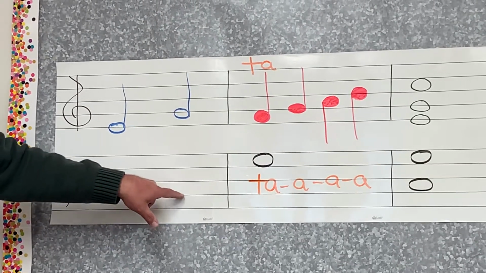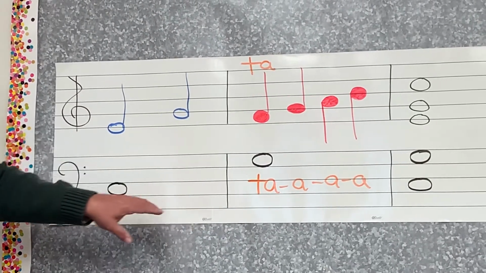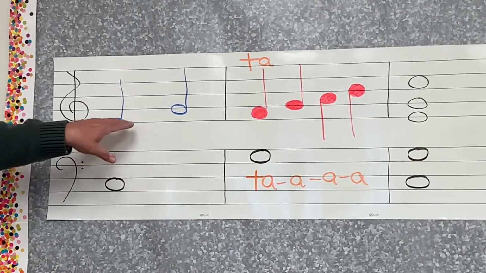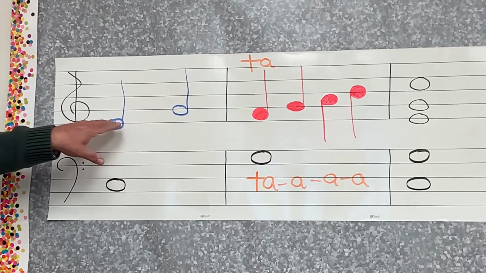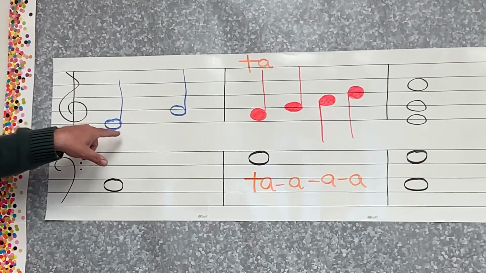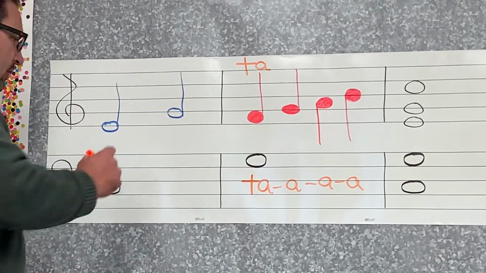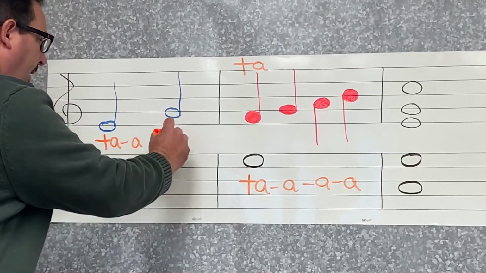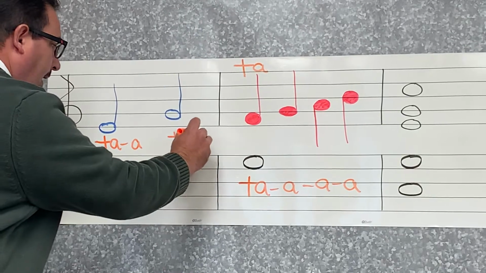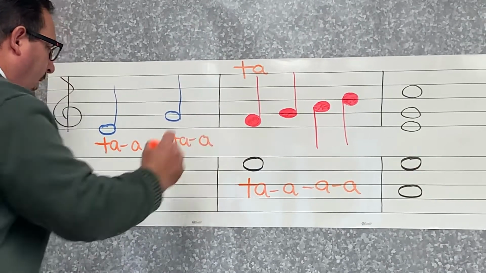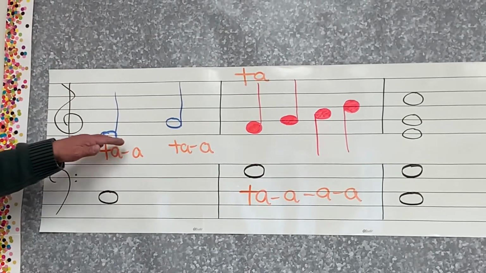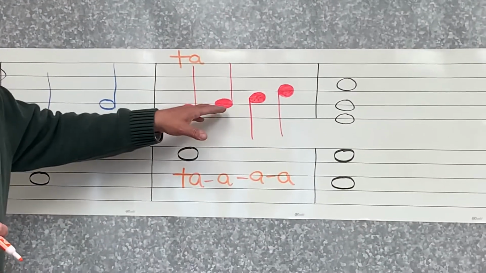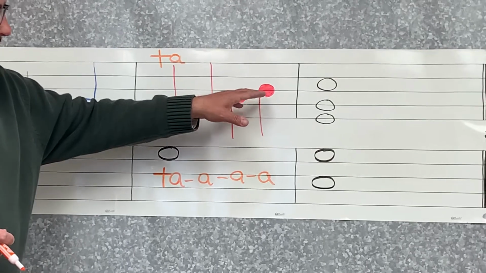ah, ah, ah. In the bass clef and in the treble clef, we have 2 notes, and they are worth 2 beats each. Ta, ah, ta, ah, ta, ah, ta, ah, ta, ta, ta, ta.